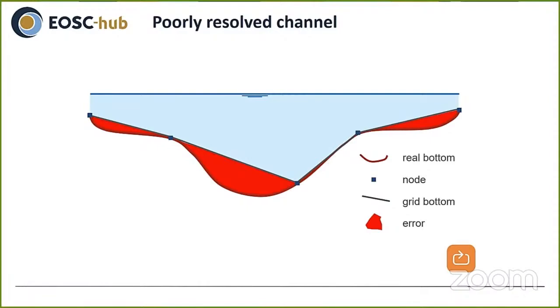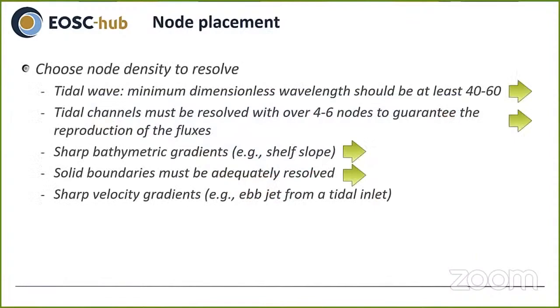So it's important in your model to properly represent the cross-section of the channels, and the exact number of nodes that you need will depend a lot on the complexity of that cross-section. So I wrote here 4 to 6 nodes, but of course it may be more if the cross-section is complex, as it was in the figure that I just showed you.